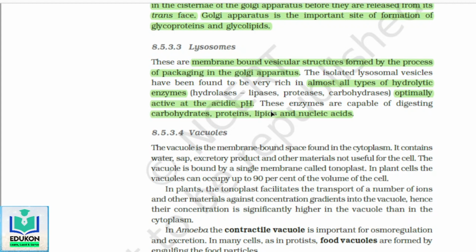lipases for lipids. So in that context, what we know about lysosomes is that they are membrane-bound vesicular structures formed by the process of packaging inside the Golgi complex. The isolated lysosomal vesicles have been found to be very rich in almost all types of hydrolytic enzymes, such as lipases, proteases, and carbohydrases, which are active at acidic pH. Okay, we have around 3 to 4 points which must be remembered.